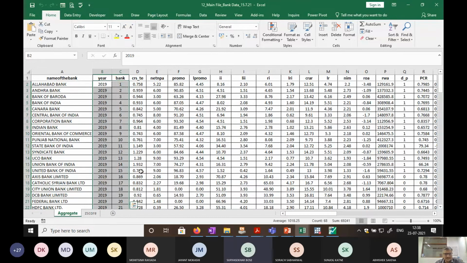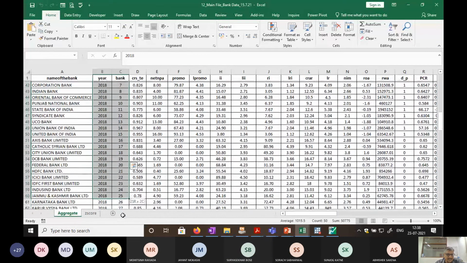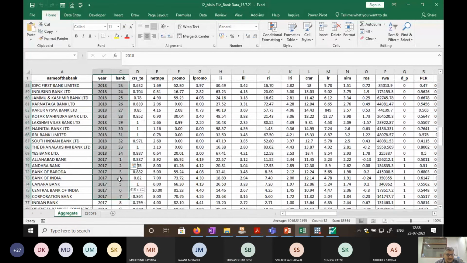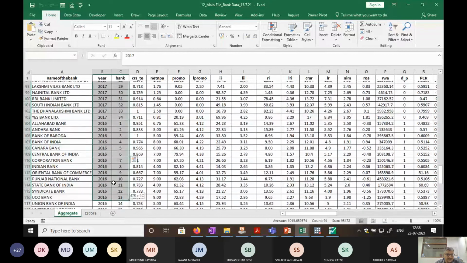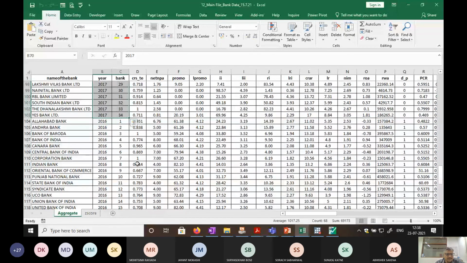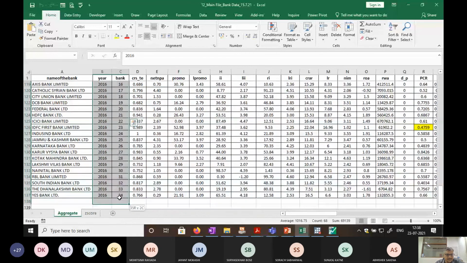Okay. Don't digress. Stick to the data pattern which I'm showing you. For 2019, out of 34 banks, then we are coming to 2018 and again 34 banks. And then next year 2017, and then 2016. So this is 4-year data, 2016 to 2019, of 34 banks.